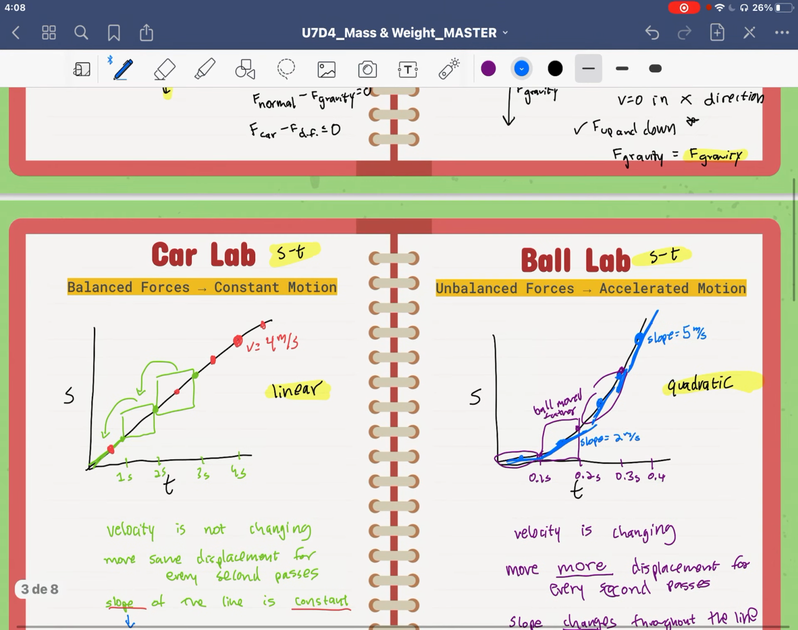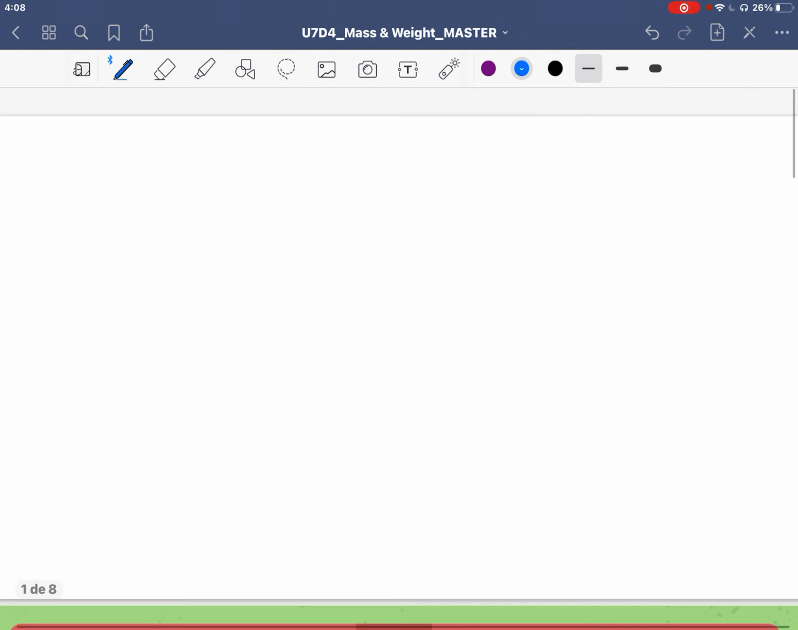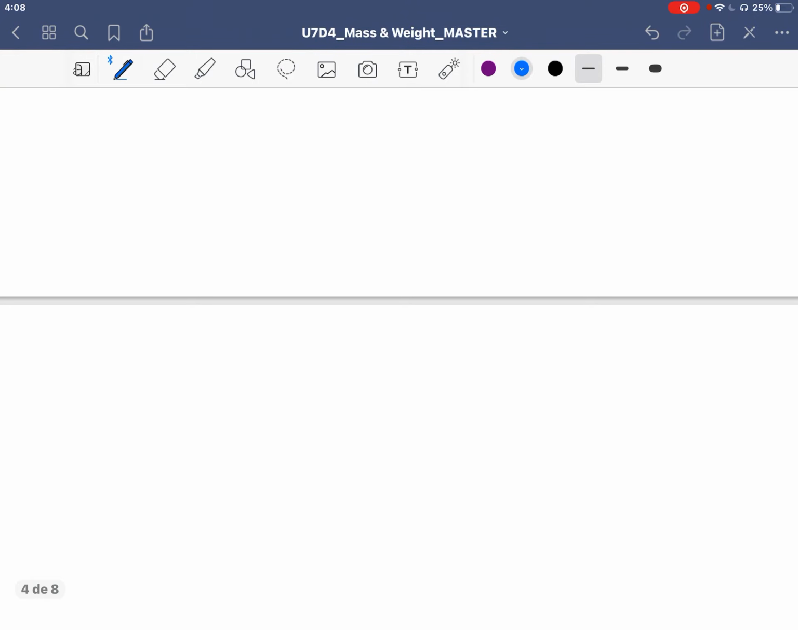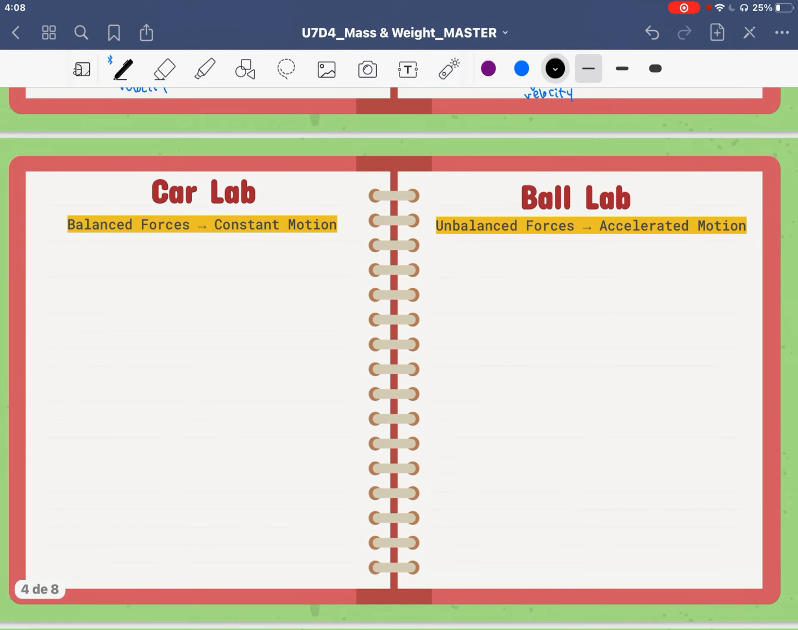Okay. So we've now done FBDs, we've now done ST. We're now going to look at velocity and time graphs. So just as a reminder, in both of these cases, we had our ST, we had a straight line here, and then here we had, let's make these lines nice and straight, ST, and we had a quadratic here.